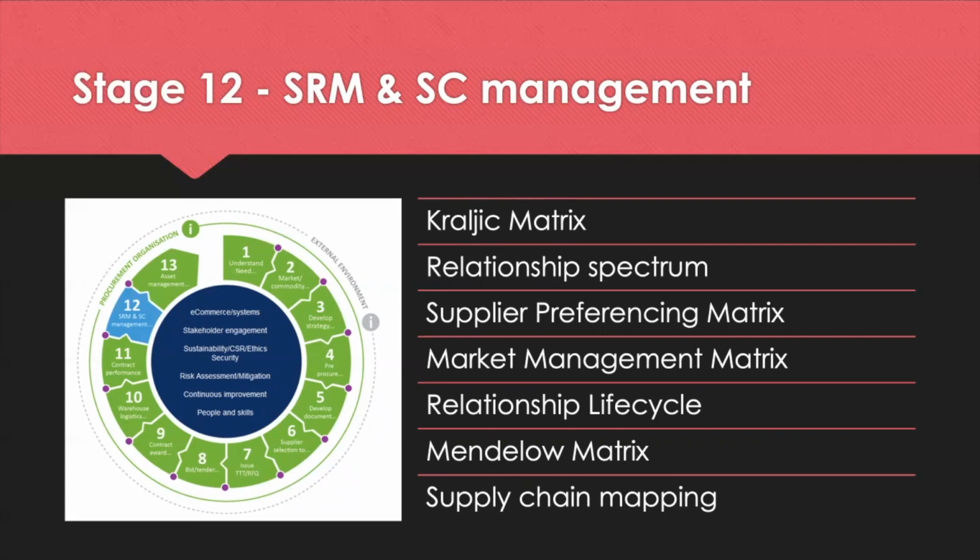But some of the tools you can put into the answer of a question about stage 12 will be CrowdCheck, the relationship spectrum, supplier preferencing, and the market management matrix, which combines CrowdCheck and supplier preferencing together and shows you whether or not your relationship is compatible. And if it's not compatible, what you can do to change that.